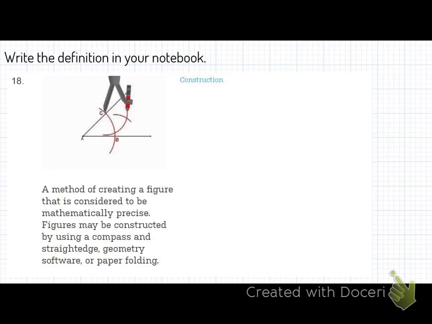Here's the last definition. Construction. We'll be doing a lot of construction in here. It's going to challenge you a little bit, but we will be using constructions to help us solve or help us to create new pictures of geometry. And the construction is a method of creating a figure that is considered to be mathematically precise. Figures may be constructed by using a compass and straight edge, geometry software, or folding paper. So that's what a construction is.